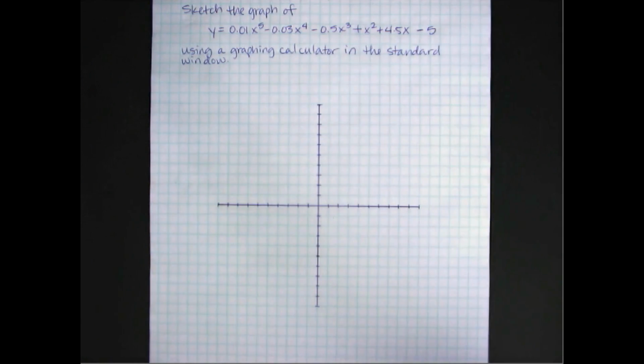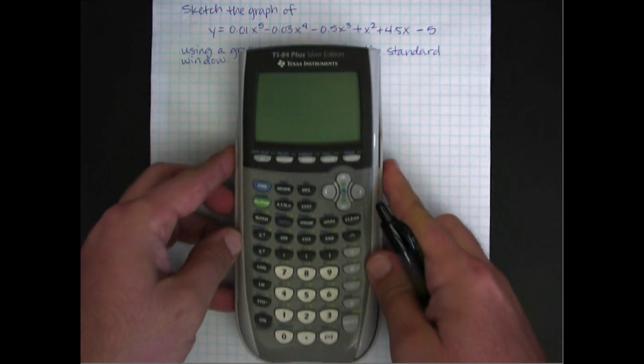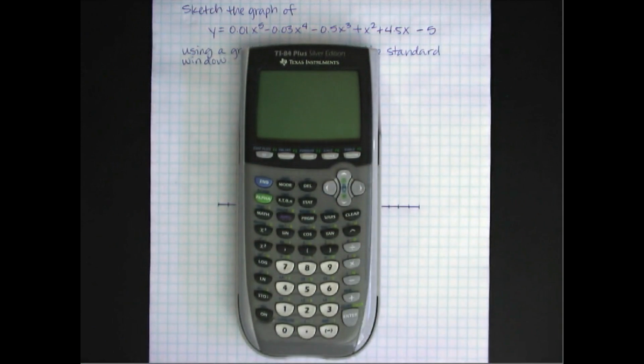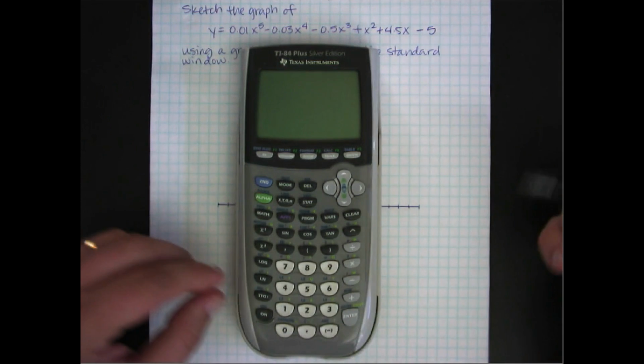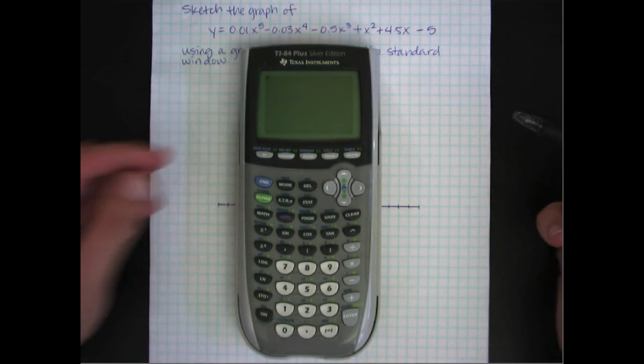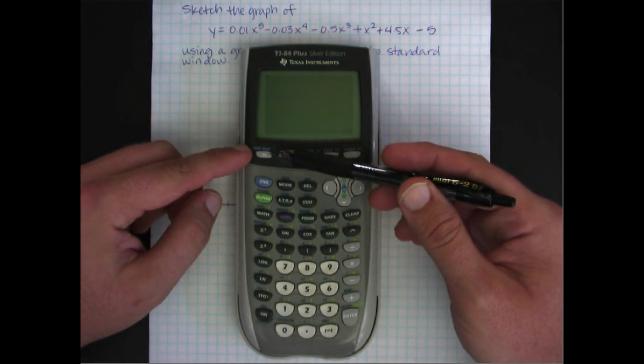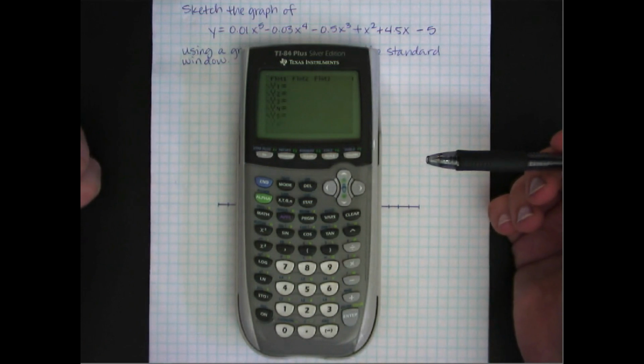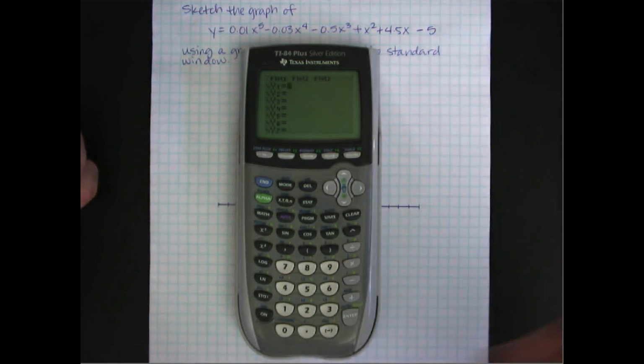So, first thing I'm going to need is this graphing calculator. It's not the one that I normally use at school, but it's essentially the same. There's only slight differences in how it looks. But I'm going to turn it on and then go up here to the y equals button just so that I can set up my function.